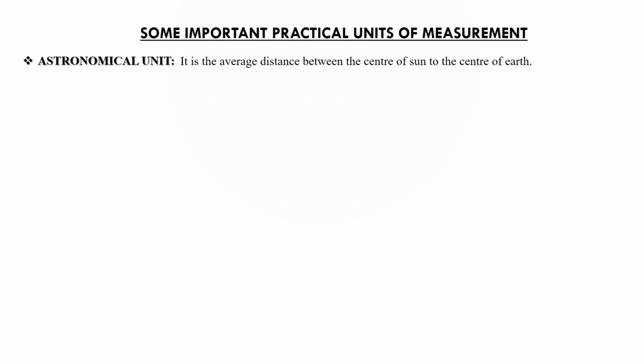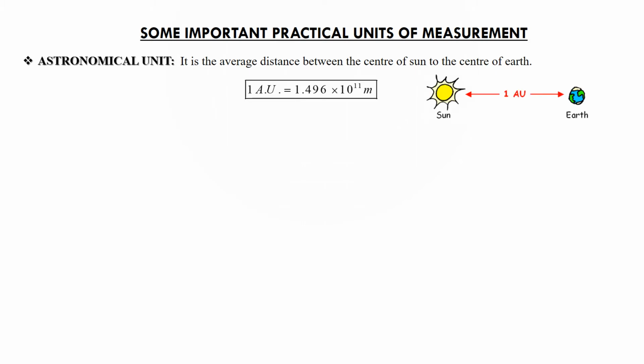Now, let us study some important practical units of measurement. The first one is the astronomical unit, which is the average distance between the center of the sun to the center of the earth, and the value is 1.496 into 10 to the power of 11 meters.